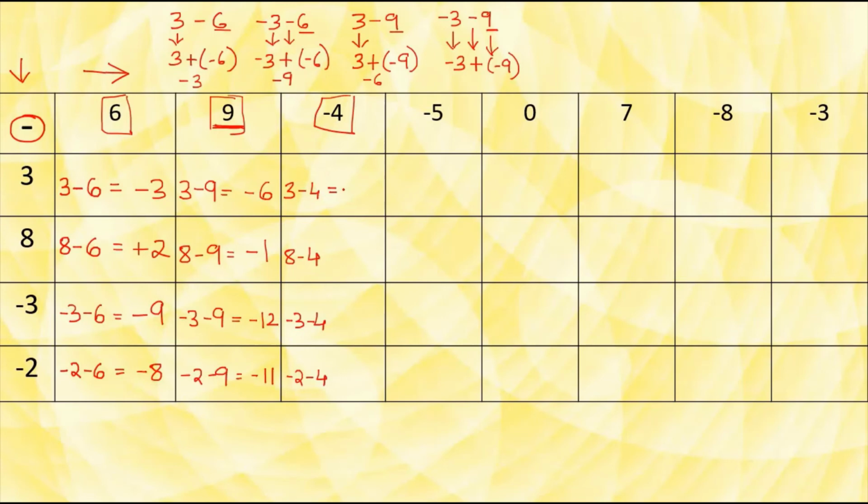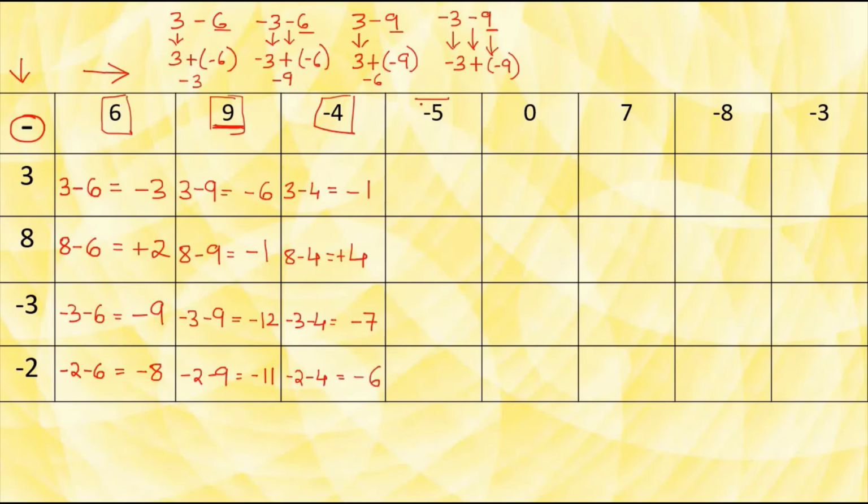So the answer for the first one will be minus 1. The answer for the second, 8 minus 4, is a simpler one. So 8 minus 4 is 4, positive 4. The next one we have minus 3 minus 4, our answer will be minus 7. And the last one, answer will be minus 6.